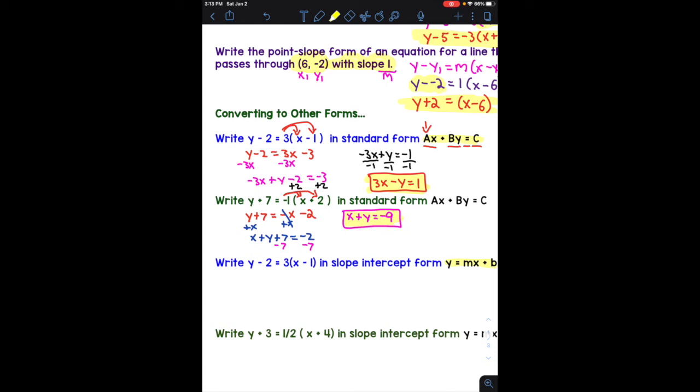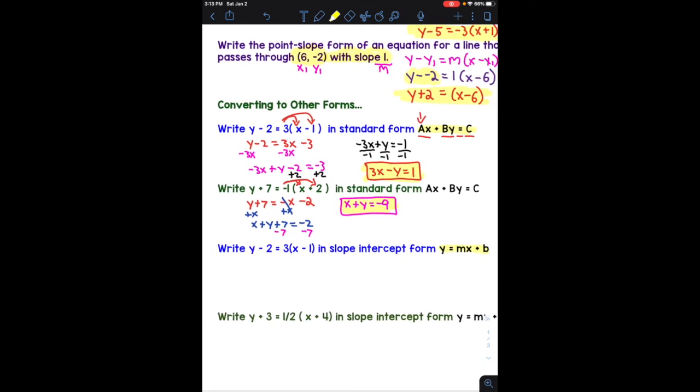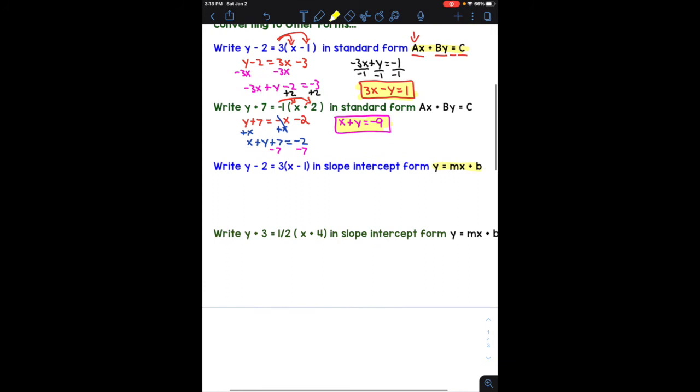When you're converting to standard form, there are sometimes a couple of steps. The easiest one to convert to is slope-intercept form, and that will end these sections' notes. Remember, slope-intercept form is y equals mx plus b. So once we distribute, we're going to want to solve for y. When we're going from point-slope form to slope-intercept form, there's actually only 2 steps.